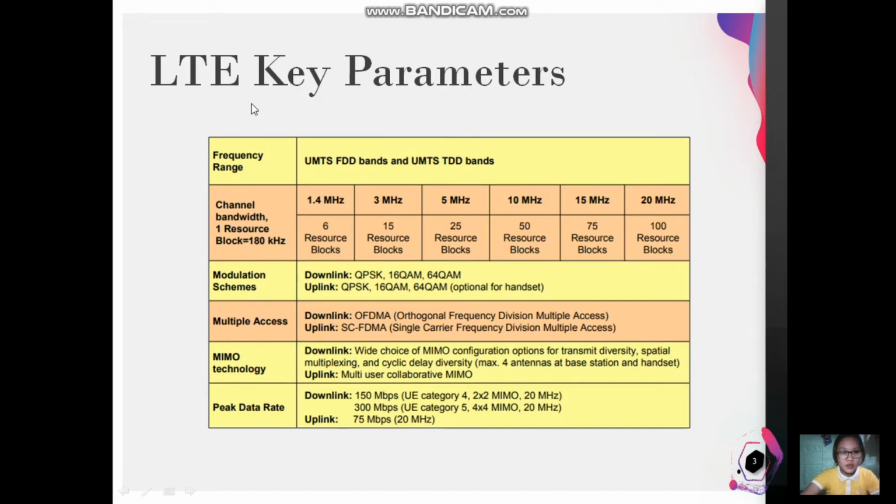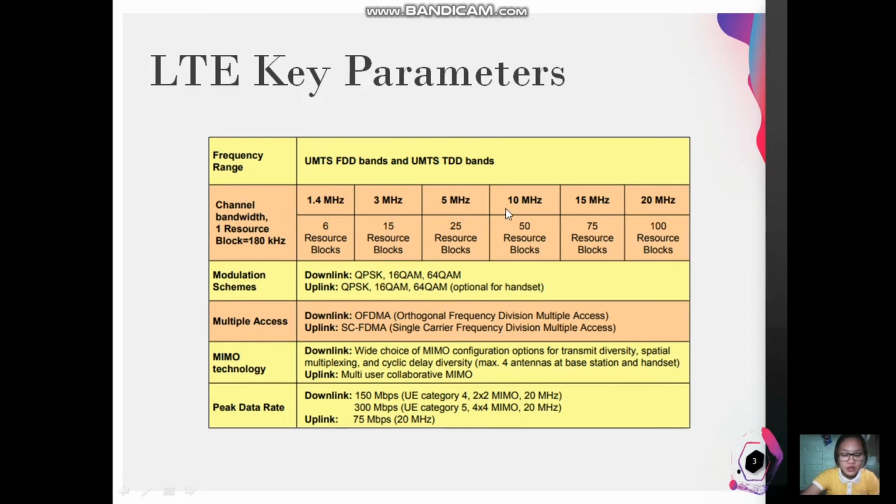So let's go over to LTE key parameters. This slide provides an overview of LTE key parameters. First of all, the frequency range. For LTE, it can be operated in the FDD and TDD bands of UMTS. Then we have channel bandwidth defined as 1.4 megahertz, 3 megahertz, 5 megahertz, and so on and so forth.